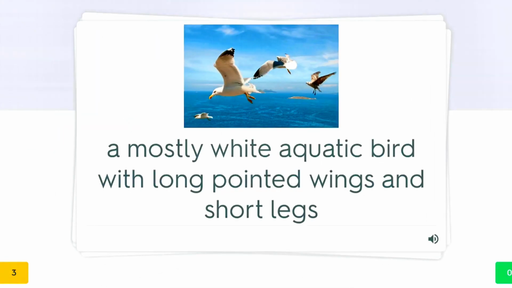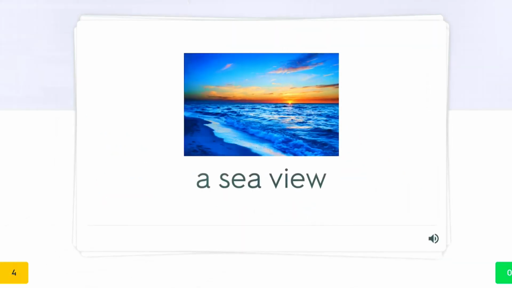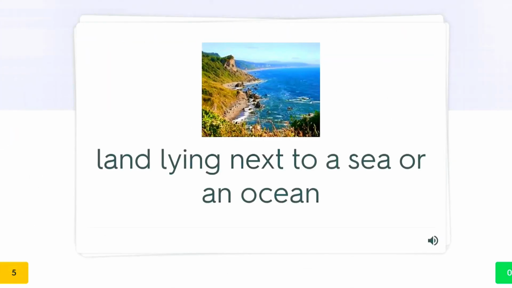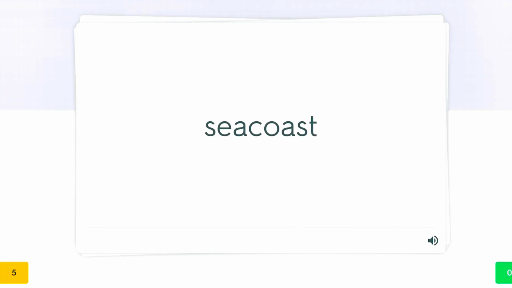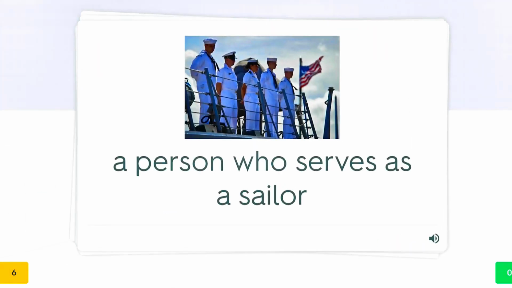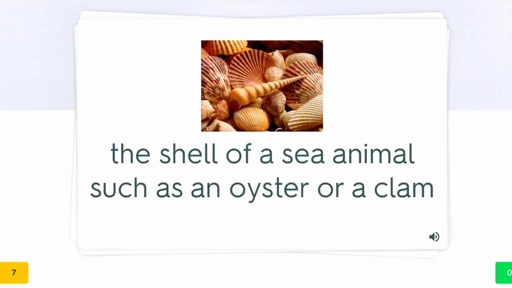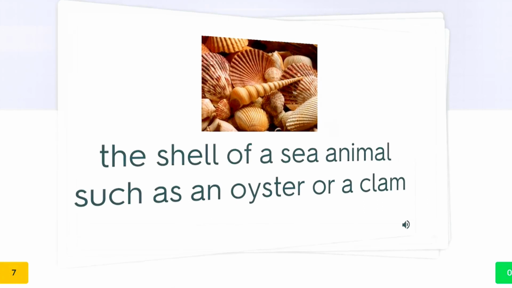What is a mostly white aquatic bird with long pointed wings and short legs? It's a seagull. What's another word for a sea view? It's a seascape. What is land lying next to a sea or an ocean? It's a seacoast. What do you call a person who serves as a sailor? A seafarer. What is the shell of a sea animal such as an oyster or a clam? It's a seashell.